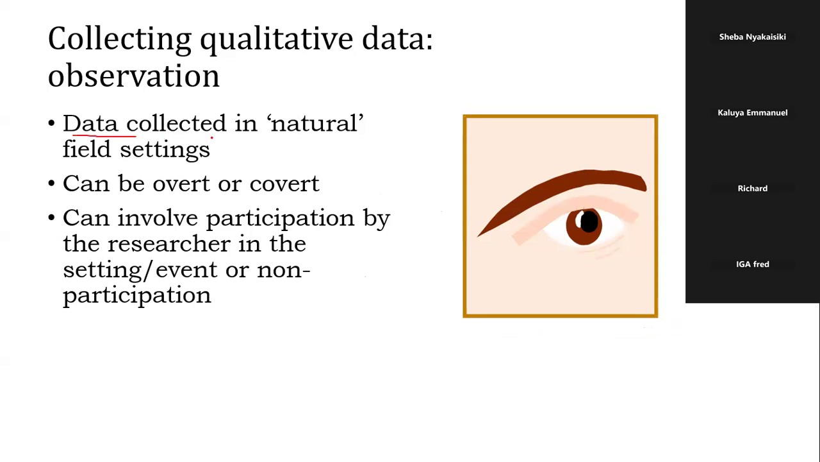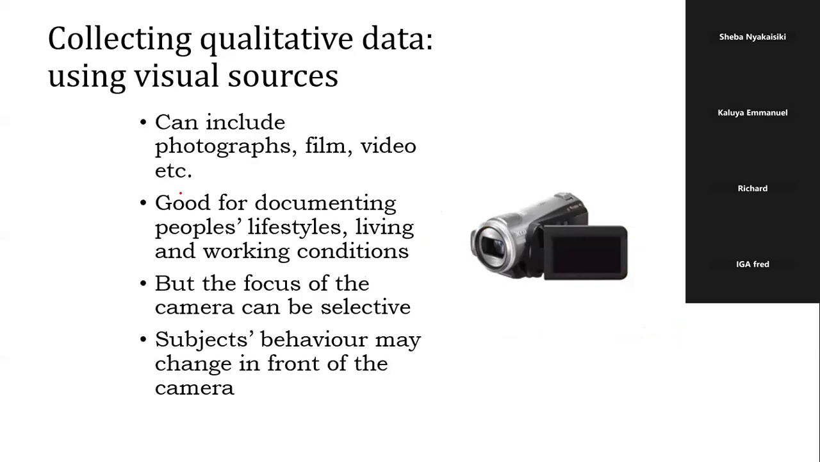Then you have data collected in natural field settings where you observe. So you can observe covert or overt. Covert is, of course, in secret. Overt is like if you're in a workshop, if you're in a group discussion, that kind of thing. You can also have visual sources like videos, photographs. If you have some documentation, the focus of the camera can be selective, specifically on what it is you're trying to observe, not everything.